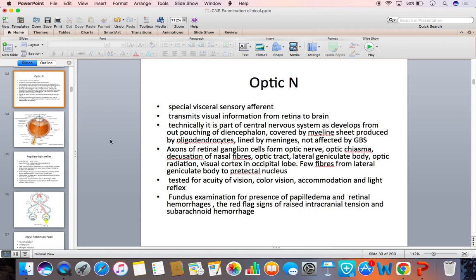The optic nerve is tested for visual acuity, color vision, accommodation, and light reflex. Fundus examination is for the presence of papilledema, retinal hemorrhages, and the red flag signs of raised intracranial tension and subarachnoid hemorrhage, etc.